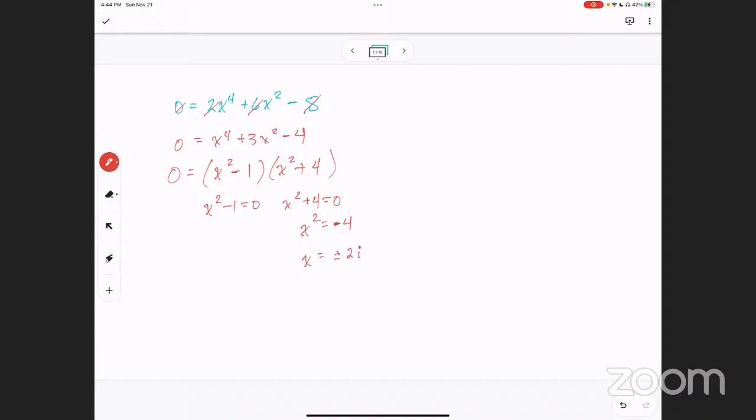2i. Okay. And how about this one over here on the left? X squared equals 1, which means x equals? X equals plus or minus 1. Good. So there are my 4 answers for that one. Now, what if it didn't factor? What would you do if it didn't factor? The quadratic formula. That's right.